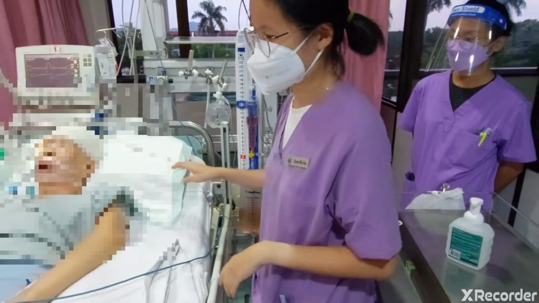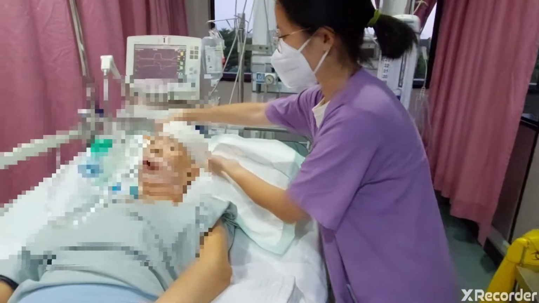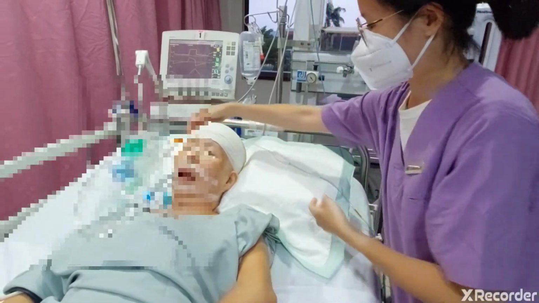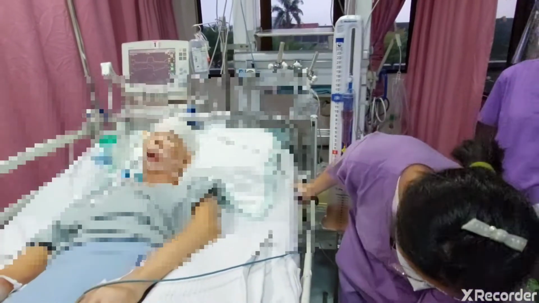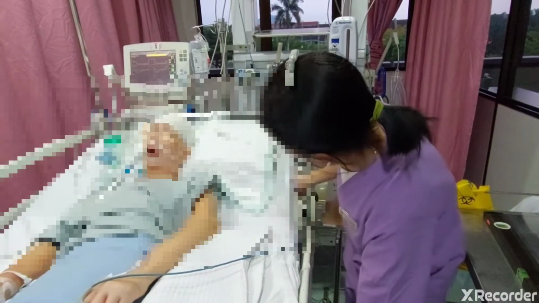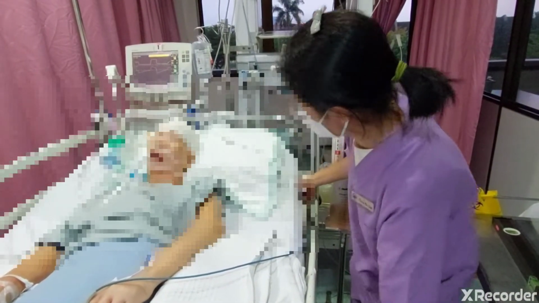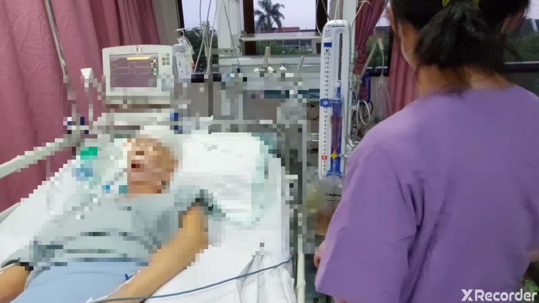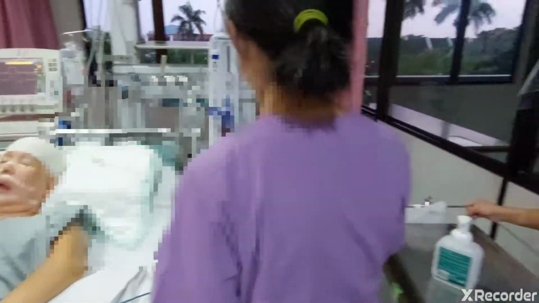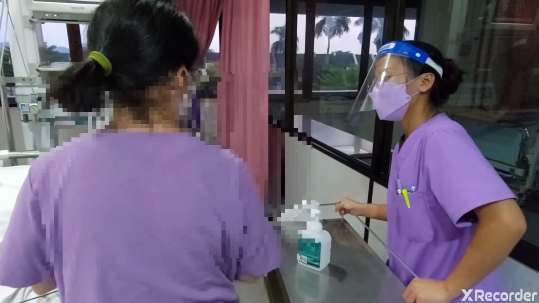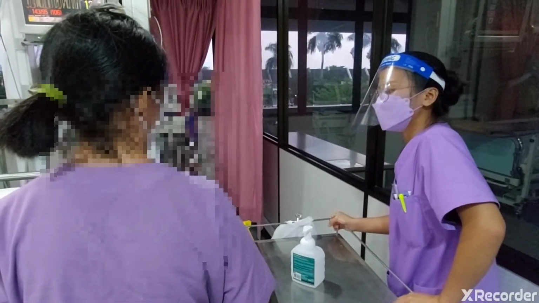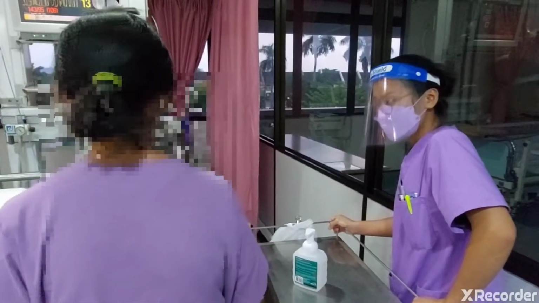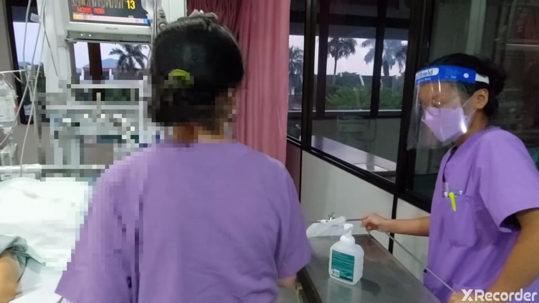Now we need to position the patient. Make sure the head is neutral, and then the head up 30 degrees. Anita, why do you need to put the patient's head up 30 degrees? To promote venous drainage and also to enhance respiratory function. Yeah, to promote venous drainage to prevent cerebral edema. Okay.